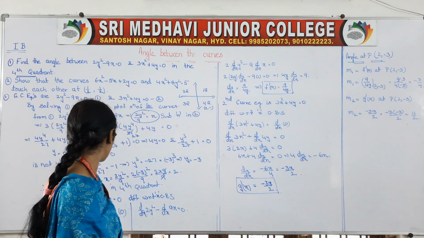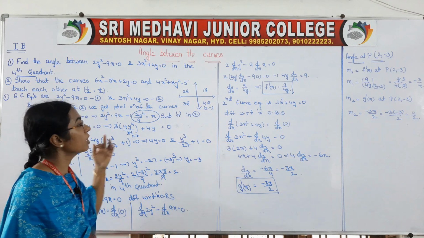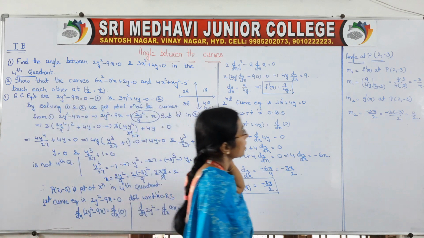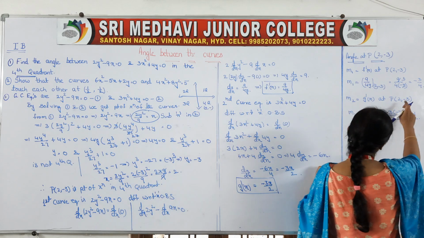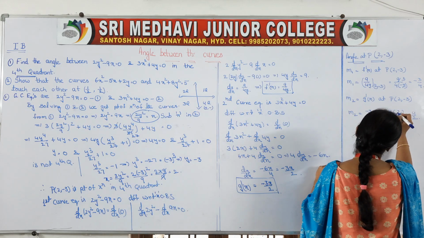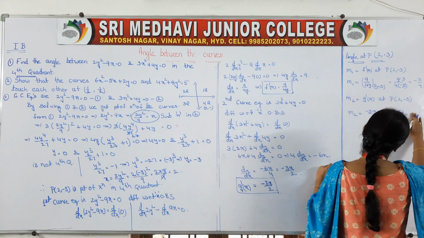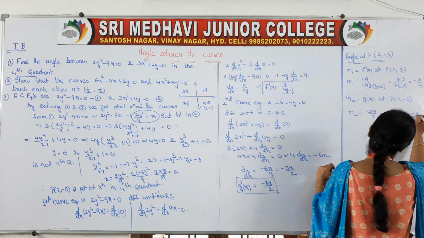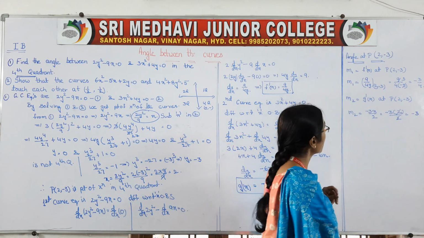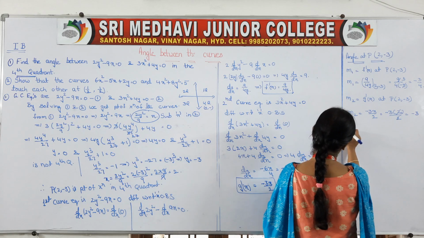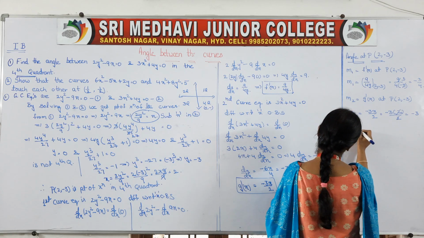Okay, so we have to find it at the point 2 comma minus 3, right? So here we have to substitute the x value, that is 2. So 2 cancels, and this value is minus 3. Once it is over, you take your tan theta value.